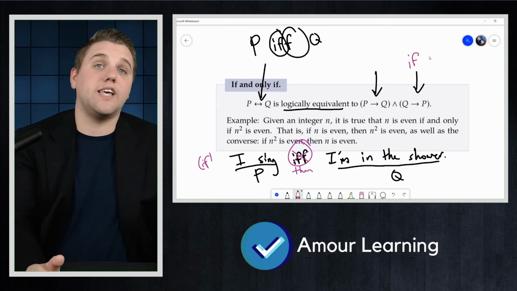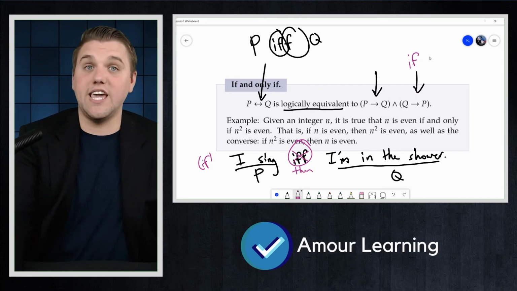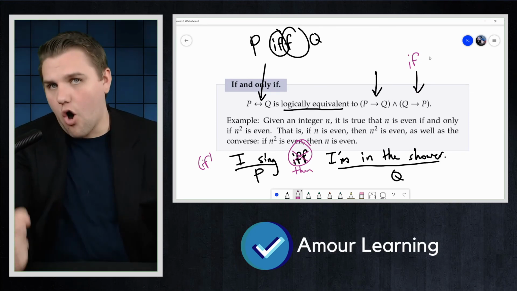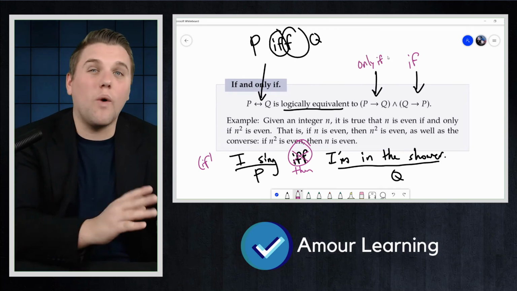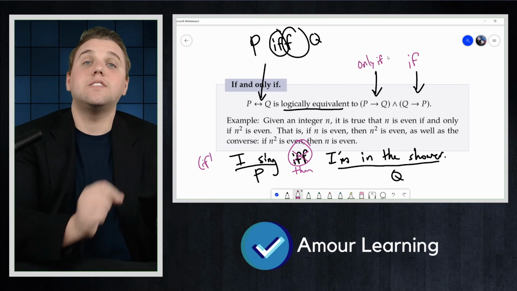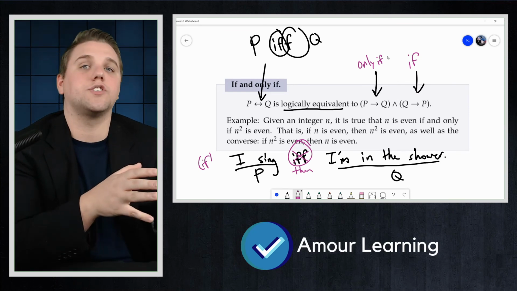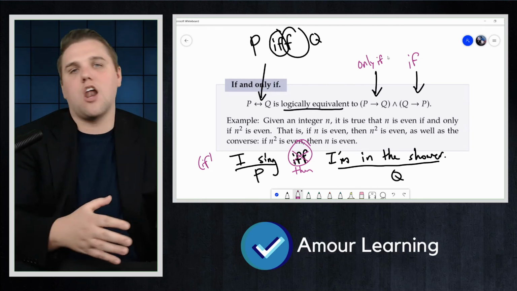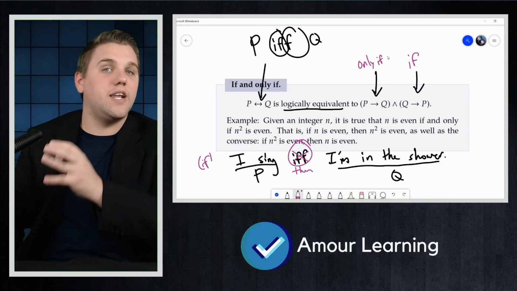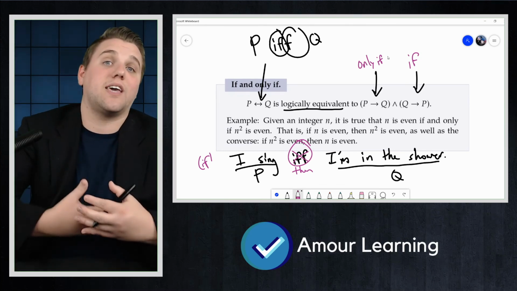On the other hand, to say I sing only if I'm in the shower is equivalent to saying if I sing, then I'm in the shower. So the only if part is P implies Q. It's not terribly important to know which part is which, but this does illustrate something very important that you'll see throughout this course. There are many ways to state an implication. It's not always if this, then this. There are lots of phrasings we can use to mask a hidden implication.